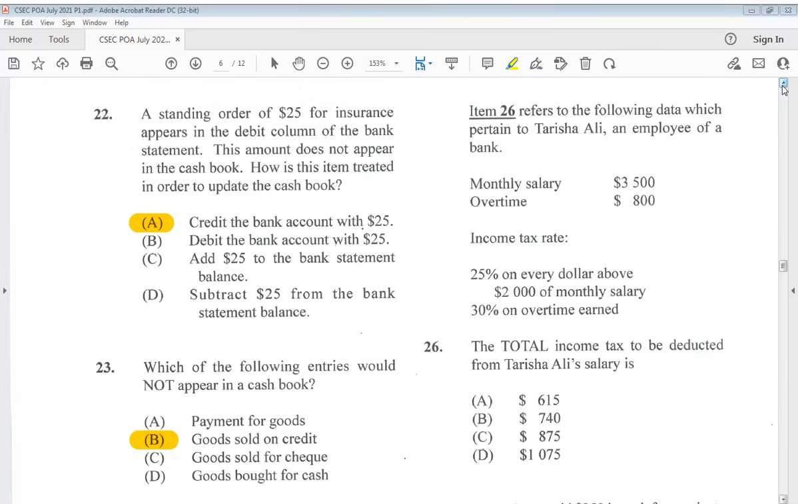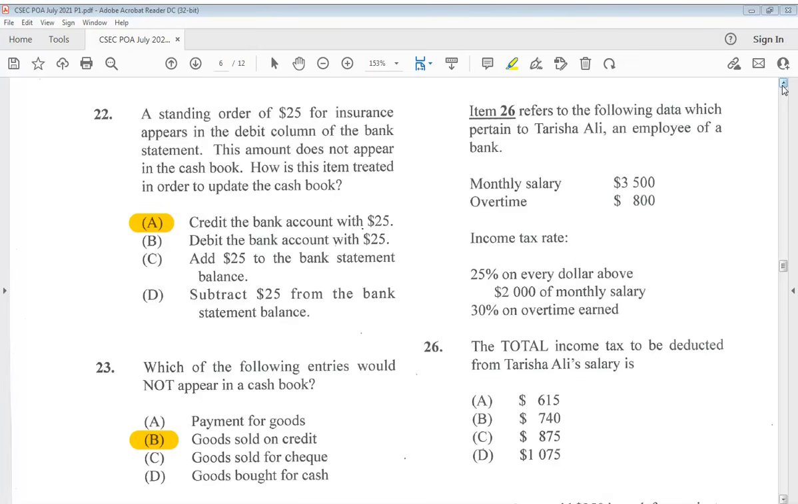Item 26 refers to the following data which pertain to Tarisha Ali, an employee of a bank. Monthly salary $3,500, overtime $800. Income tax rate, here we see some information, 25% on every dollar above $2,000 of monthly salary, 30% on overtime earned.